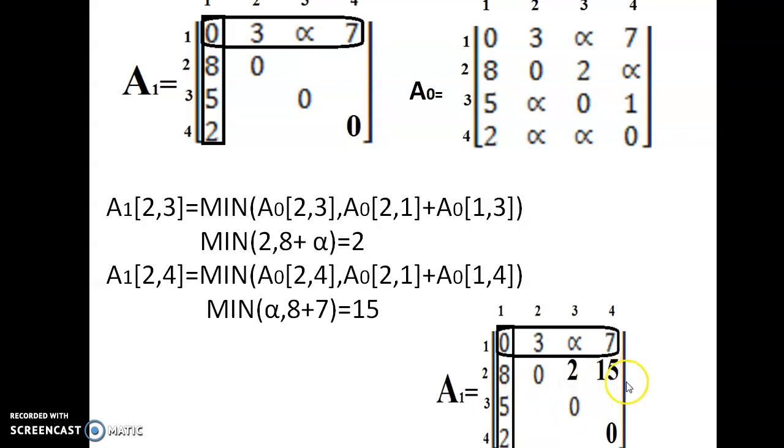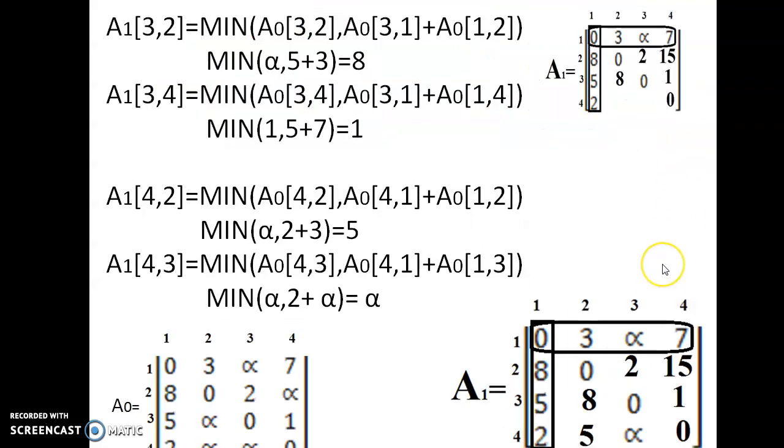This is already the value of 1 is present and now we are calculating 5 plus 15, it is 20. So 1 is minimum, so we will be keeping 1 only. That I will show in the next step.